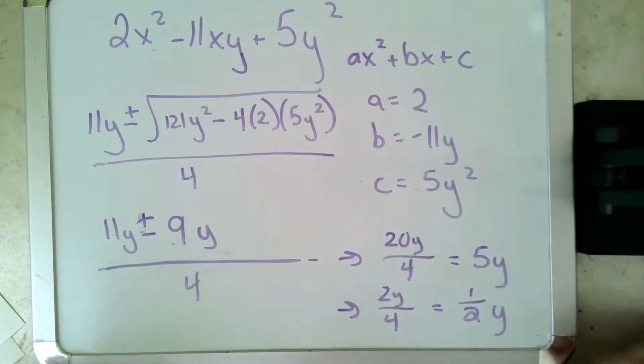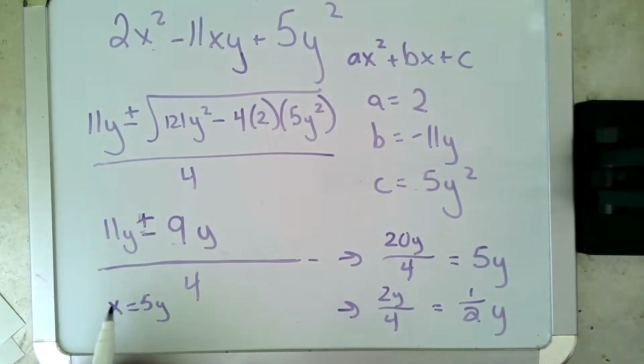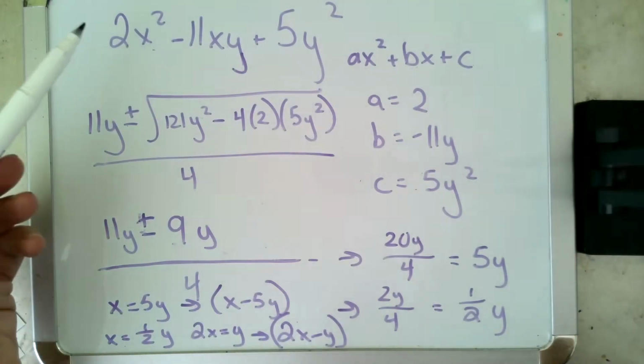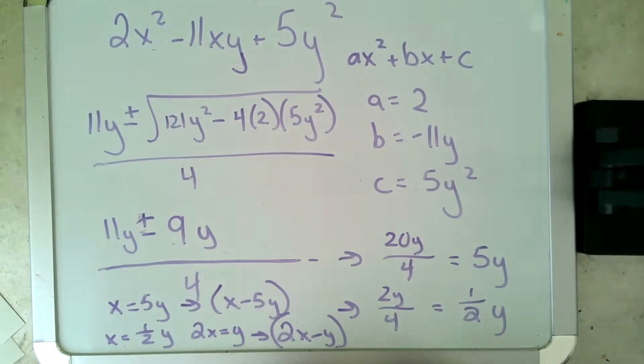To go from solutions to factors, I would say the following. If one of my solutions is x equals 5y, then if I subtract 5y from both sides, x minus 5y is one of my factors. x equals 1/2 y is one of my solutions. I would multiply both sides by 2 and then subtract y from both sides. And that's my second factor. And again, if I FOIL these out, I get back to my original equation. So that's how to solve this using the quadratic equation.